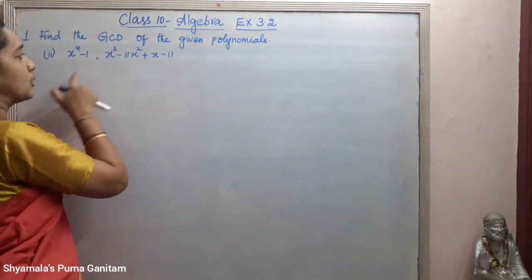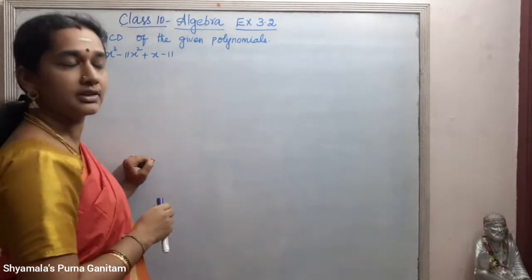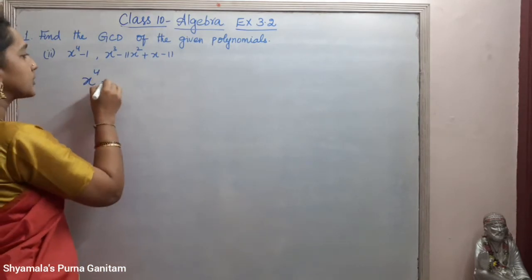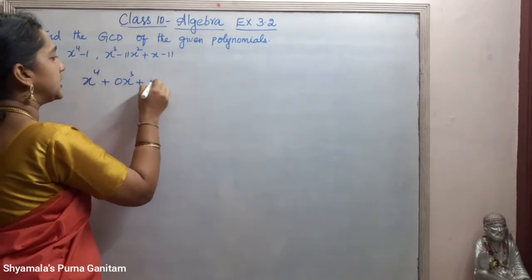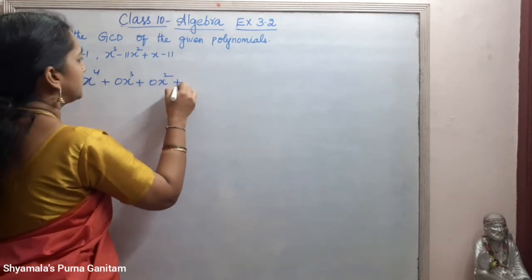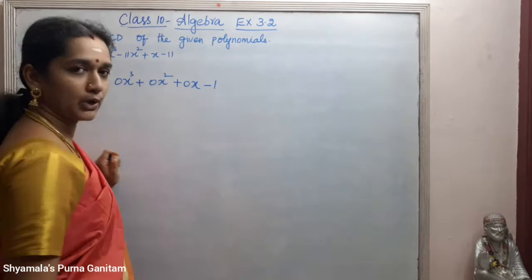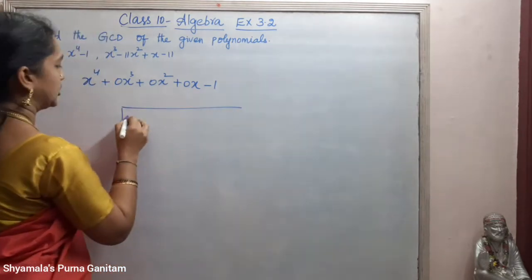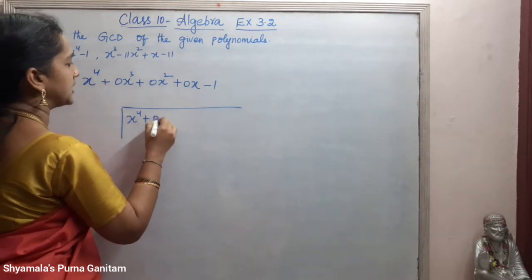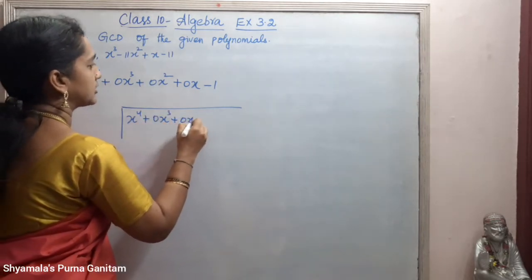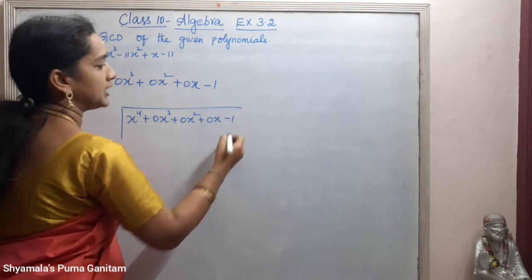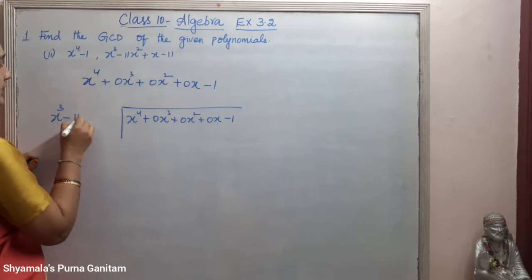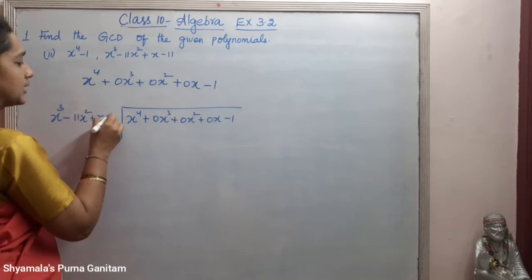So here x power 4 term is there and here x power 3 is there. So we will rewrite this x power 4 as x power 4 plus 0x cube plus 0x squared plus 0x minus 1 for our convenience. So this we will divide it by x cube. So x power 4 plus 0x cube plus 0x squared plus 0x minus 1 is divided by x cube minus 11x squared plus x minus 11.